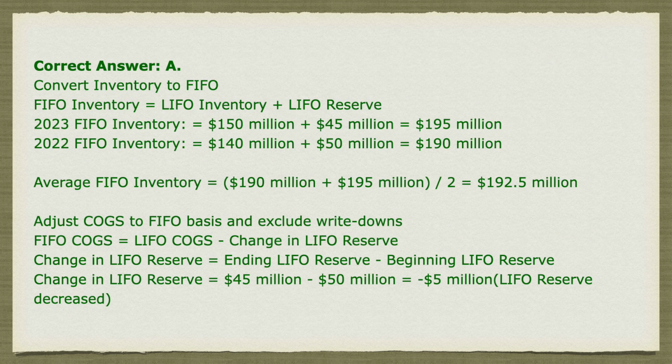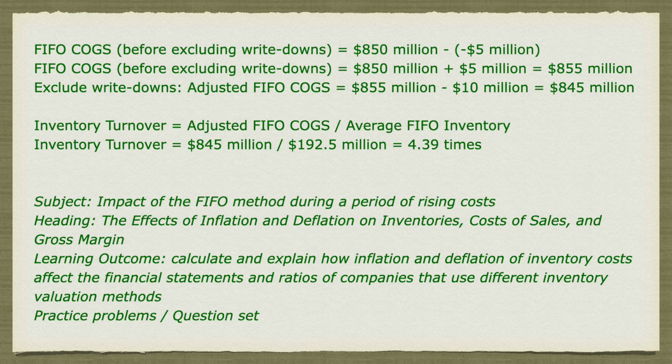FIFO inventory is calculated by adding the LIFO inventory and LIFO reserve. The change in LIFO reserve is used to adjust COGS to a FIFO basis. Adjusted FIFO COGS is $845 million after excluding write-downs. Inventory turnover is 4.39 times.